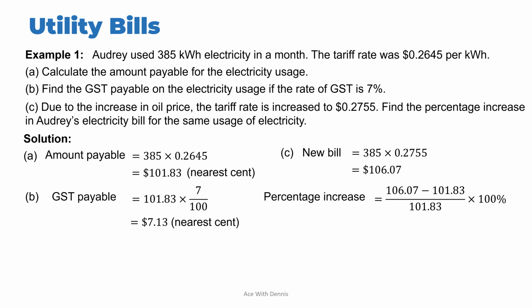So from the same usage but different rates, let's see how much is the percentage increase. So percentage increase will be the new value minus the old value divided by the old value, then times 100%. So for this case, it's $106.07 minus $101.83 divided by $101.83 times 100%. So we'll get 4.16% to 3 SF.